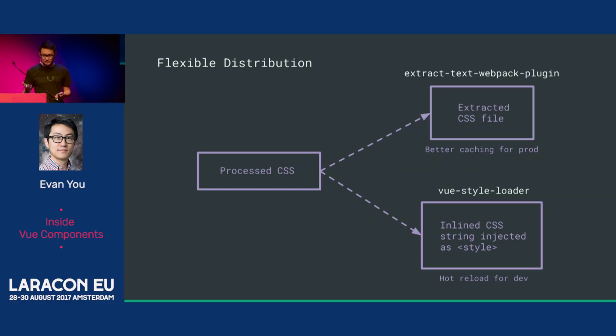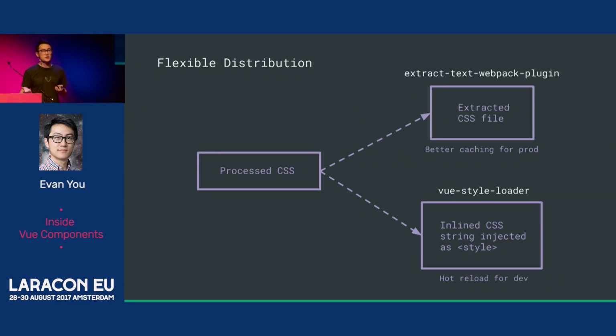So the thing is, it's actually pretty flexible. We can decide at deployment time how to eventually deploy them. One choice is you can extract them using the extract text webpack plugin. It will extract all the CSS from your components, put them together into a single file, and you get your good old CSS file that you can deploy as usual. It's just a CSS file. This method is better because your CSS file gets individual caching. For the long term, it also reduces the size of the JavaScript bundle. So in most cases, it's a little bit better for production.